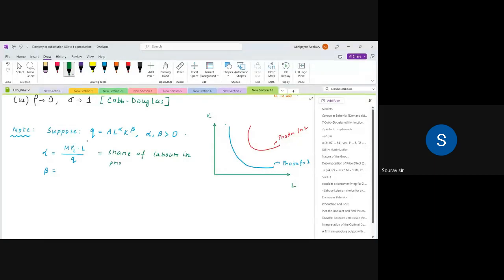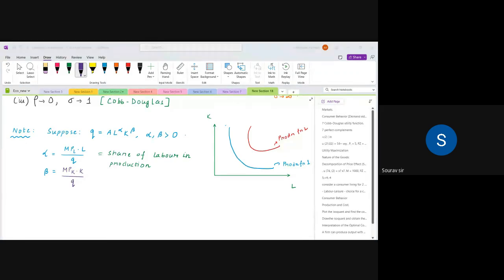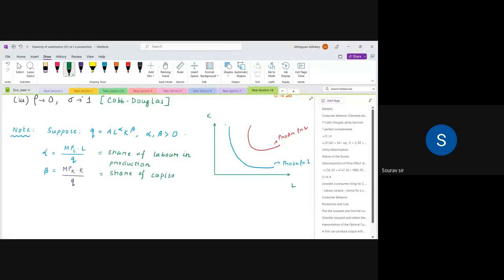It's fine. And similarly, beta is basically MPK into K divided by Q, right? All of you remember this? Any questions on this? So this was basically the share of capital in the production.